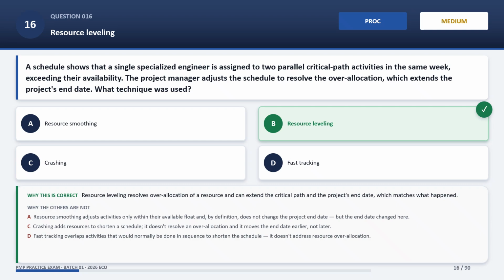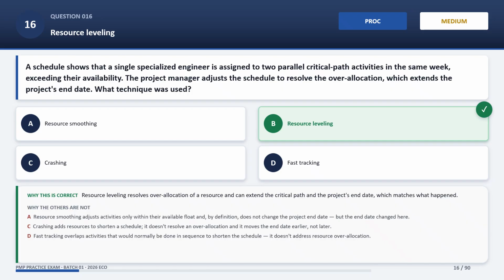Resource smoothing is incorrect. Resource smoothing adjusts activities only within their available float and, by definition, does not change the project end date. But the end date changed here. Crashing is incorrect. Crashing adds resources to shorten a schedule. It doesn't resolve an over-allocation, and it moves the end date earlier, not later.